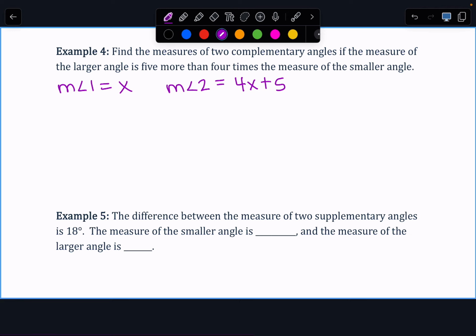So what do we need to do with these two? They're not equal to each other. Complementary means 90.